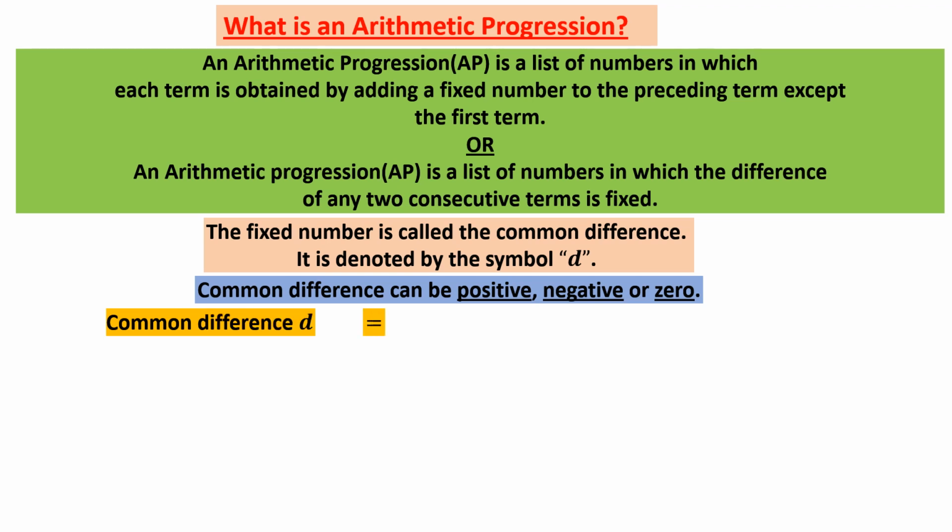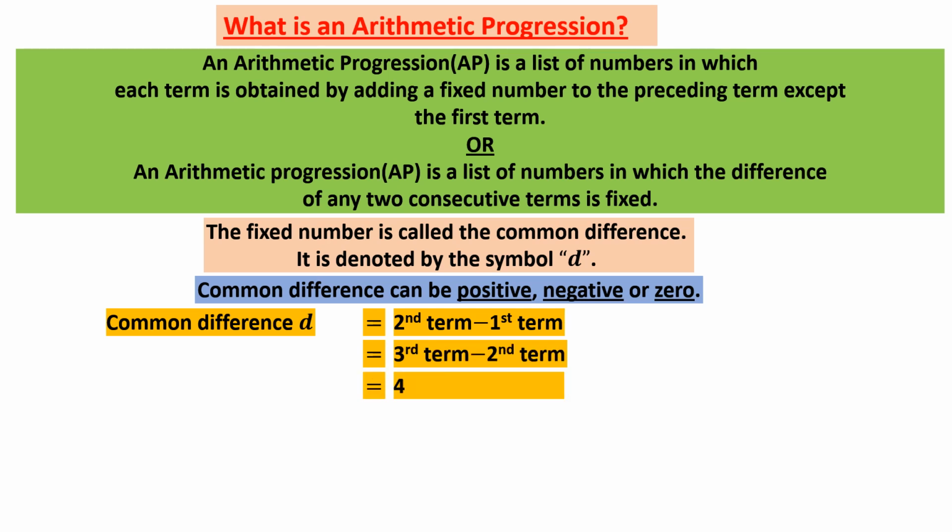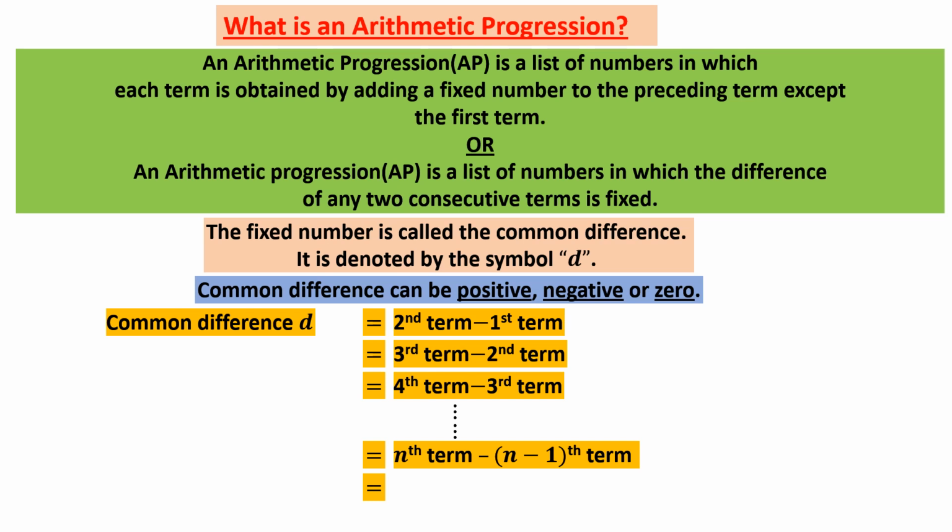Common difference d equals, here is the formula, second term minus first term, or this is also equal to third term minus second term, or fourth term minus third term, and so on, nth term minus (n minus 1)th term. This is also equal to (n plus 1)th term minus nth term. I hope you understood this.